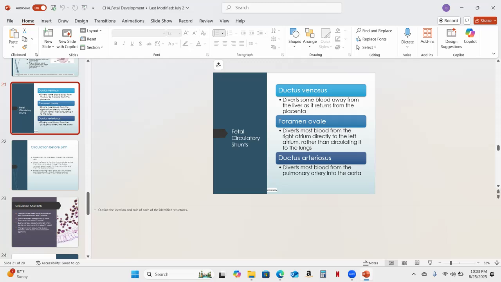So there's a hole between the two atria, and the blood is going in one and directly going to the other. So it's not going to the ventricle. Some does, but this hole allows some of it to be shunted. And then the ductus arteriosus diverts most blood from the pulmonary artery to the aorta. So the same thing, there's that little hole there. And so the blood doesn't do the full circulation. It kind of bypasses a lot of that.